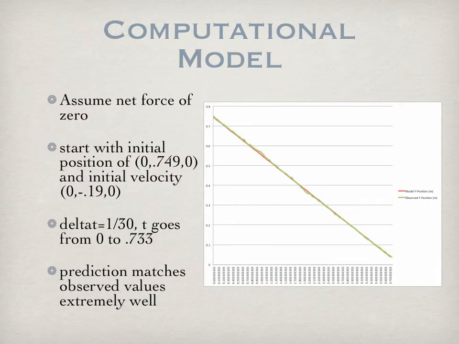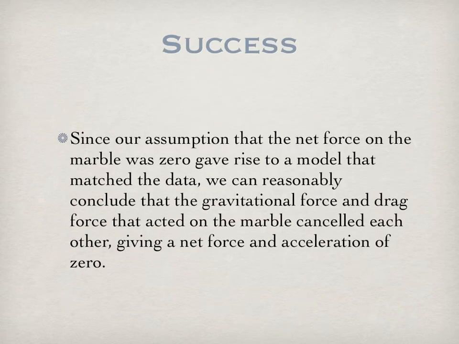So for the computational VPython model, I assume a net force of 0 and see how well that corresponds. I plug in an initial position of 0.7490 and an initial velocity of 0, negative 0.190. My delta t time step was 1/30th, just to correspond with the frame rate, and t goes from 0 to 0.733. So green on the graph is the observed data, and the red is the model, and they correspond very well, which allows us to conclude that our assumption of the net force being 0 was correct, and it was a good assumption to make.